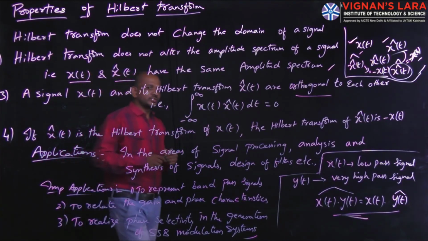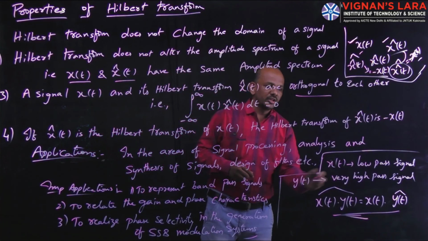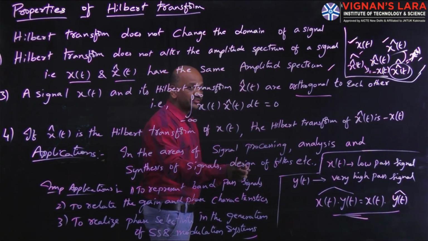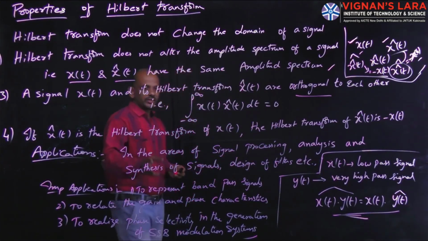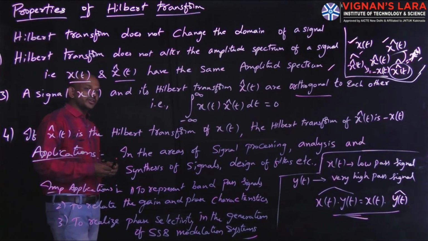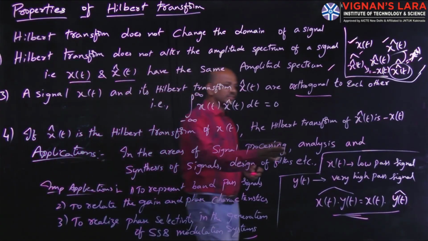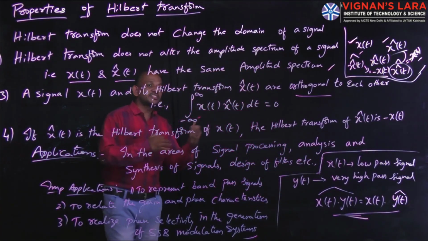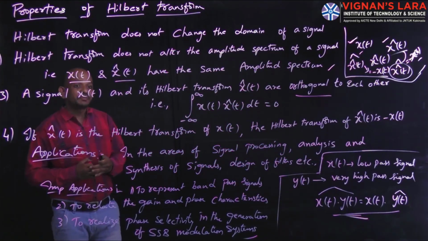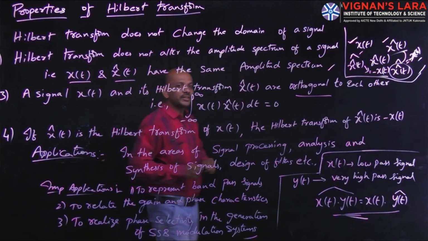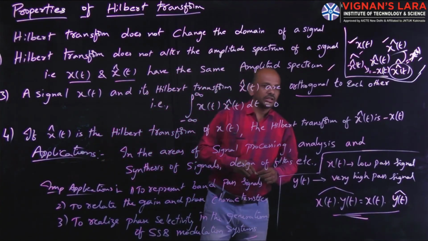I considered two signals, one a low pass and another a high pass, because these are highly used in the areas of design of filters. To represent band pass signals, the Hilbert transform will be used. For that reason I considered x of t as a low pass signal and y of t as a very high pass signal, and went through the relation between those two with respect to the Hilbert transform. So this is completely regarding the Hilbert transform.